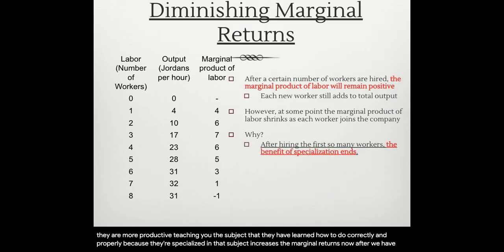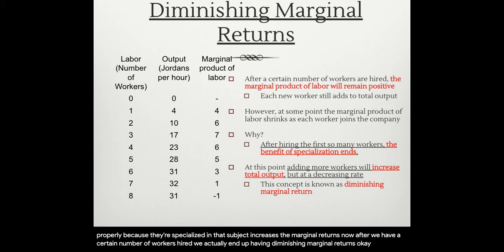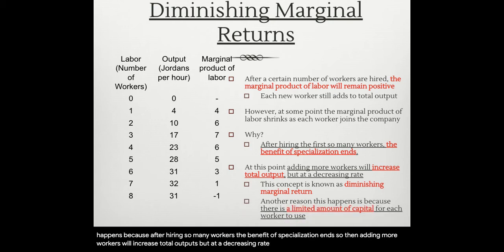Now, after we have a certain number of workers hired, we actually end up having diminishing marginal returns. This happens because after hiring so many workers, the benefit of specialization ends. So, adding more workers will increase total output, but at a decreasing rate. There's a limited amount of capital for each worker to use. So if you think about our factory, if we're making Nikes, there's only so many machines. There's only so many sewing machines. There's only so much room on the factory floor for the workers.